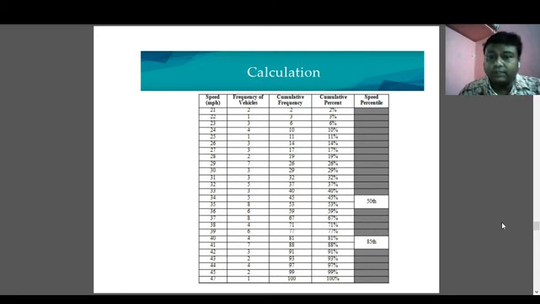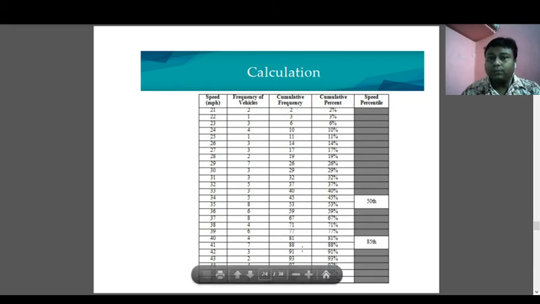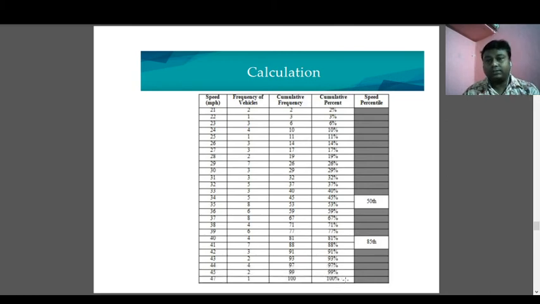So from this, you can find the cumulative percentage, meaning 2 out of 100 is 2%, 3 out of 100 is 3%, so 100 out of 100 is 100%. Okay, this is the cumulative percentile. Now if the question asks you to find the 15 percentile speed, from this column you can see percentiles of 2, 3, 6, 10, and so on up to 100.